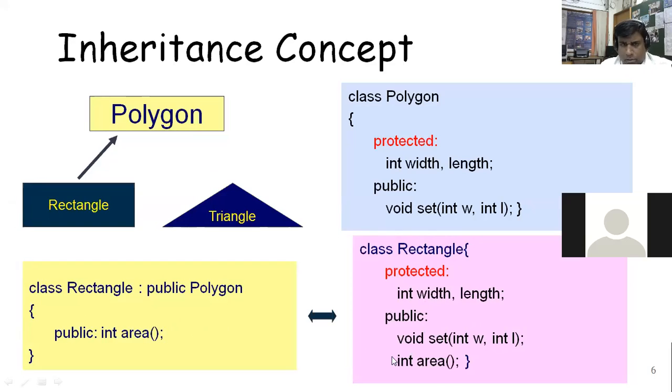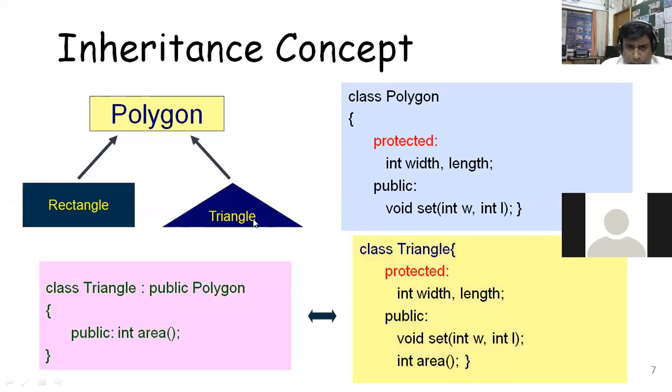So, now look at this. Another triangle is also inheriting the properties of the polygon. So look at this. This is the triangle class. Only one function in the triangle class we are declaring, that is the integer area, and other member functions or data members we are inheriting directly from the polygon class. So look at this.